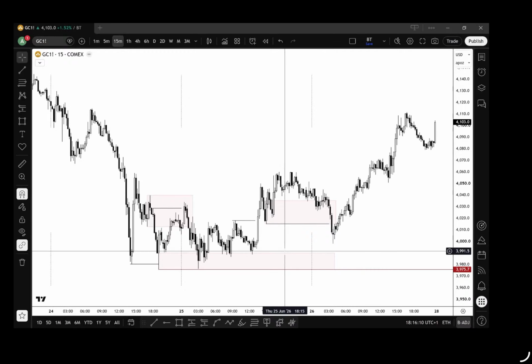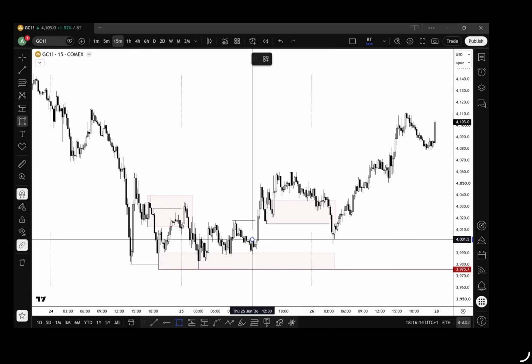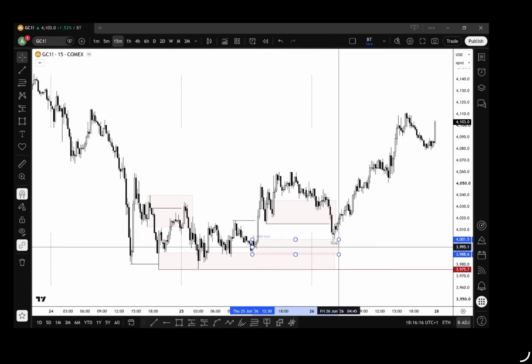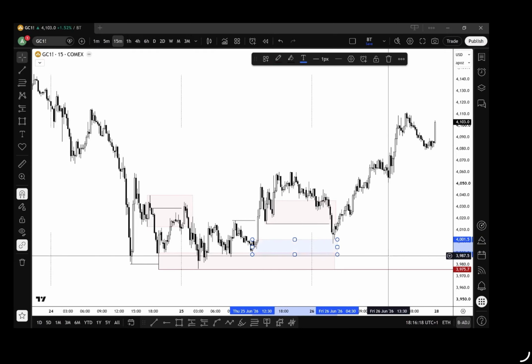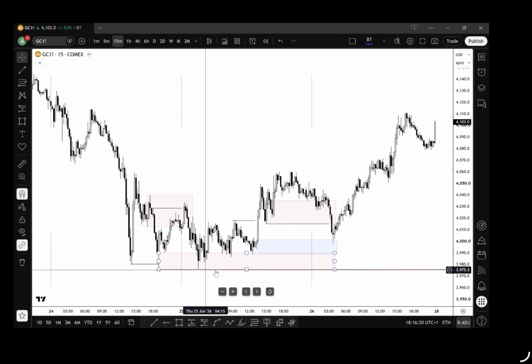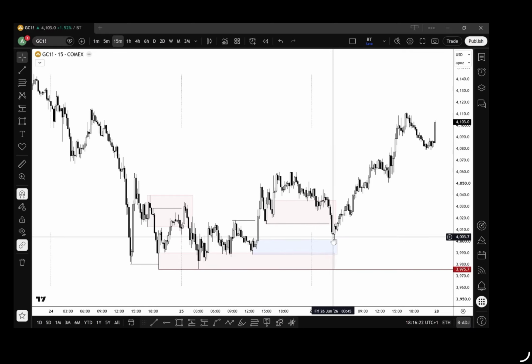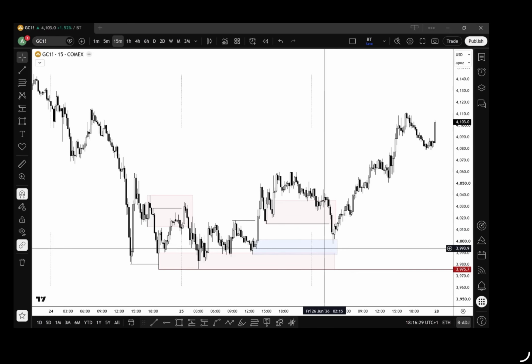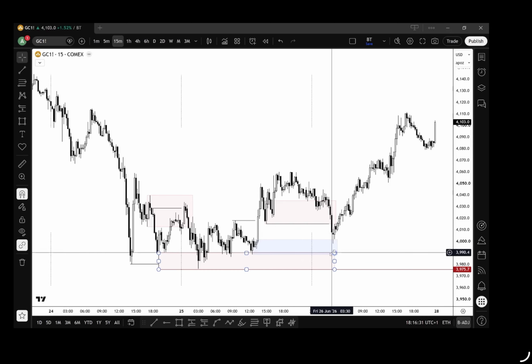Now you can argue we have a liquidity block here. Again, just not something I'd personally take. Why? Because of all this liquidity below. If you were to take something like this, then you'd lower the risk. But for me, it's not something I'd be taking.